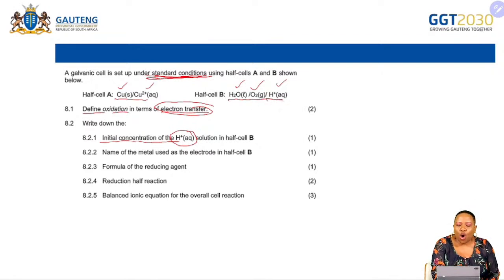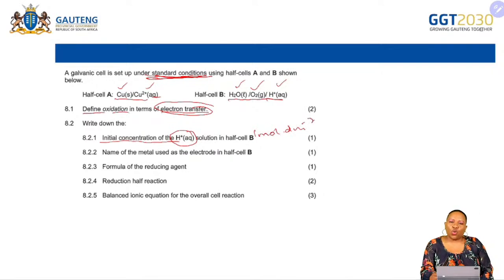So it means all our aqueous solutions or all our electrolytes will have 1 mole per decimeter cube according to the standard condition. So the concentration of H plus is going to be 1 mole per decimeter cube because this reaction occurs at the standard condition. Name of the metal used for electrode B.